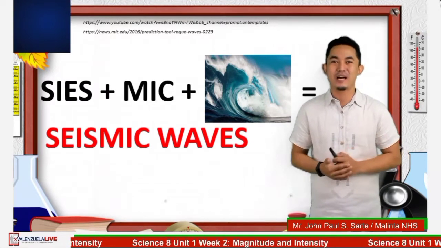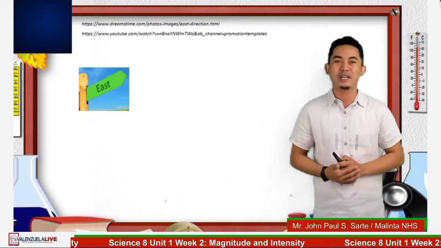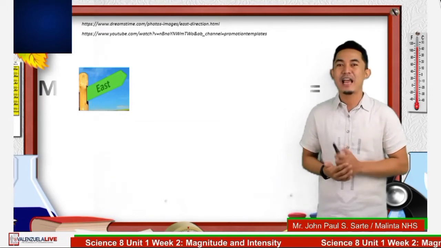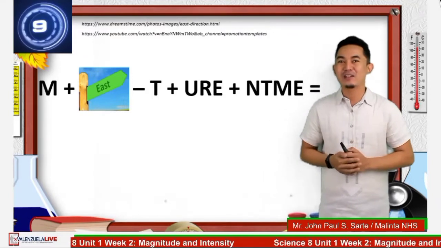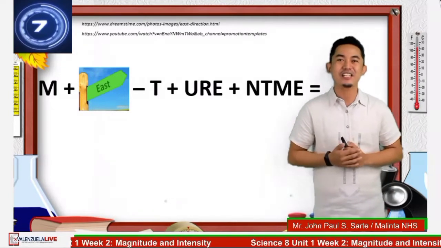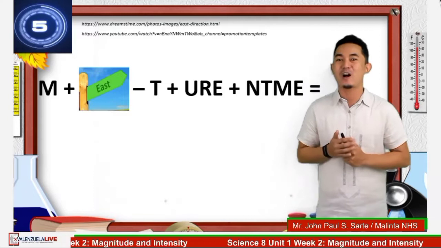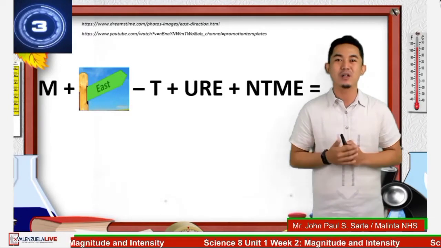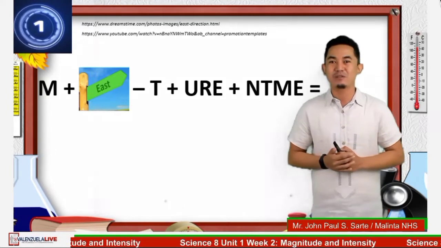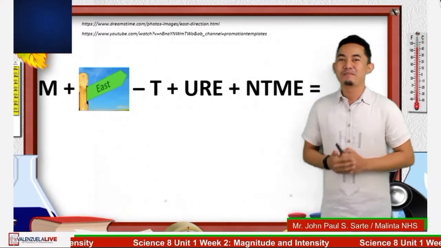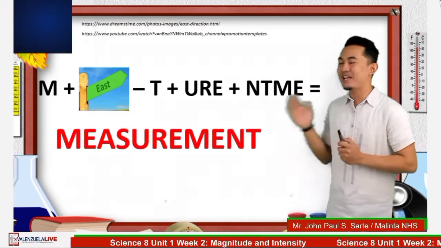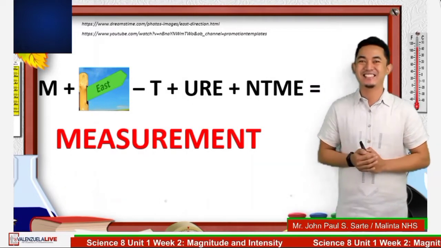How about this one? Let us proceed to another word. I have here M added to this picture. Subtract letter T. Then arrange the jumbled letters capital U, R, and E and the jumbled N, T, M, E. What is the answer? Very well said. It should be measurement. Very good.